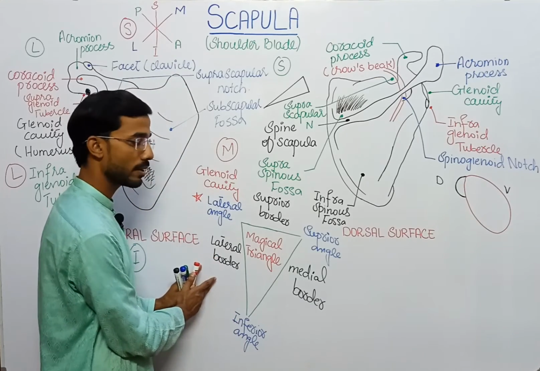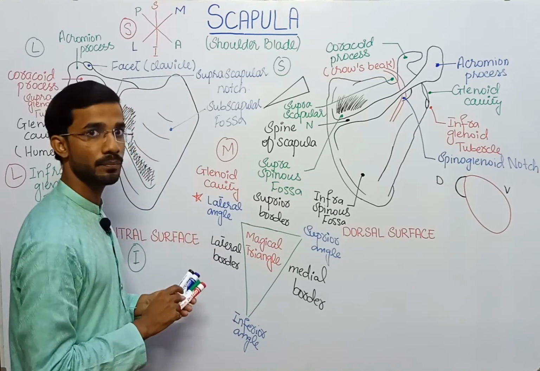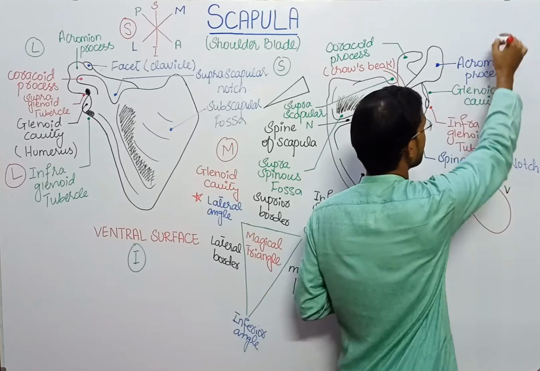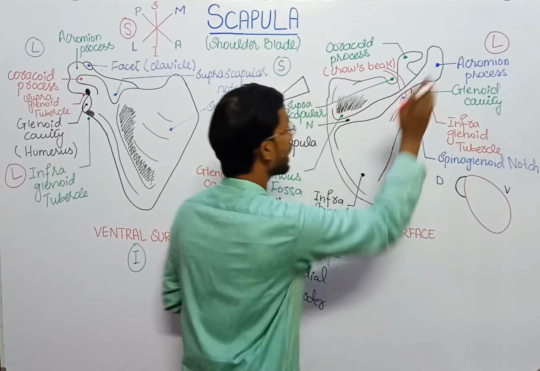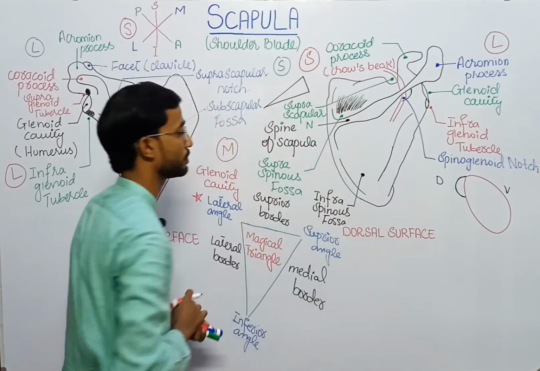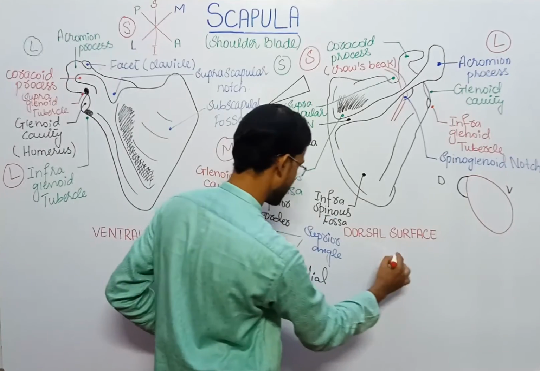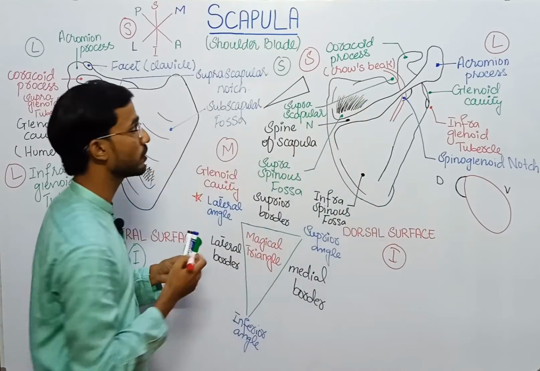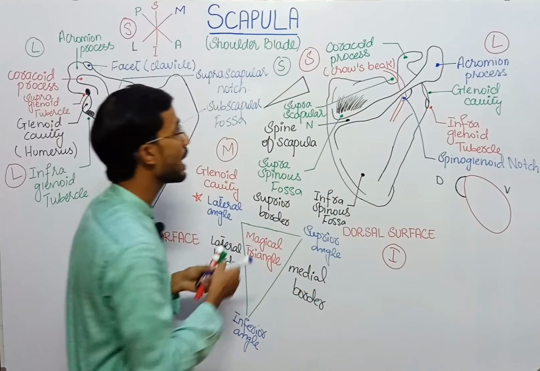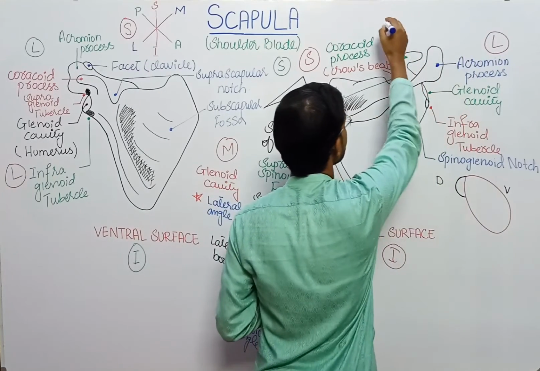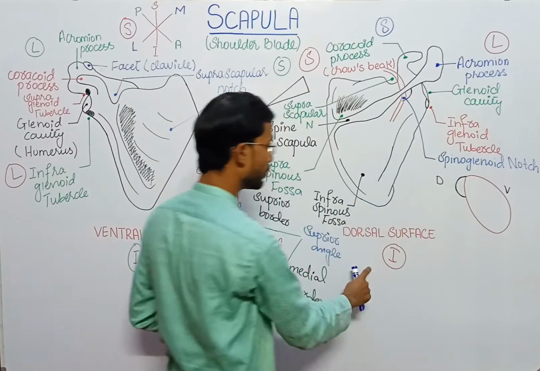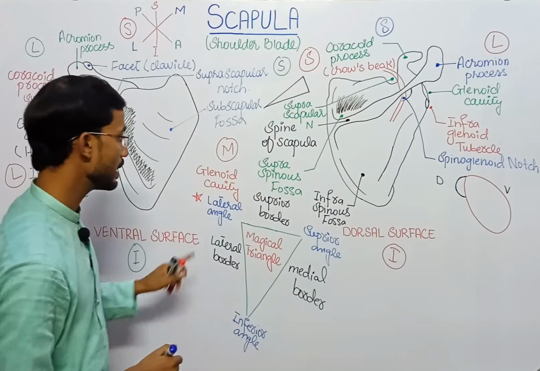If we see the triangle, the lateral angle will be present at the glenoid cavity. Here is the glenoid cavity, so this side will be the lateral angle. In front of that will be the superior angle, and below is the inferior angle. So these are the three angles: lateral, superior and inferior. The side between the superior angle and the lateral angle is the superior border. Between the lateral and the inferior angle is the lateral border.